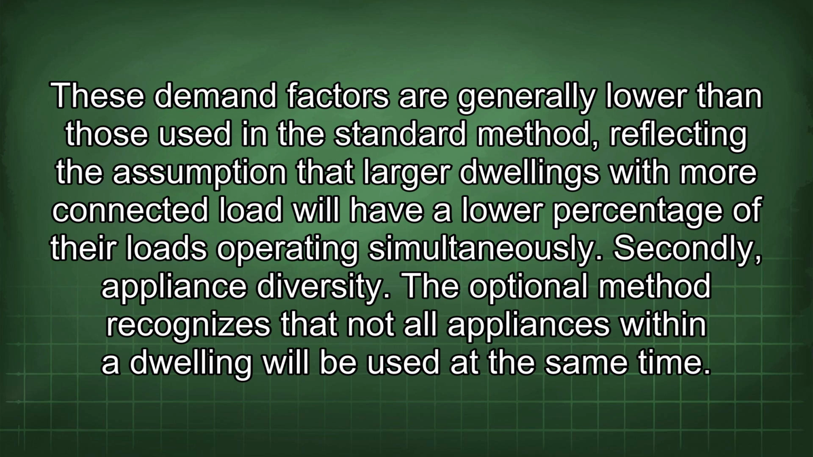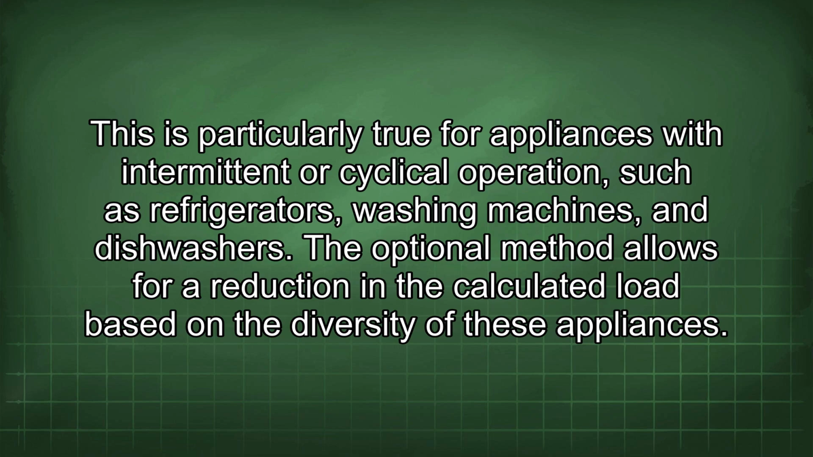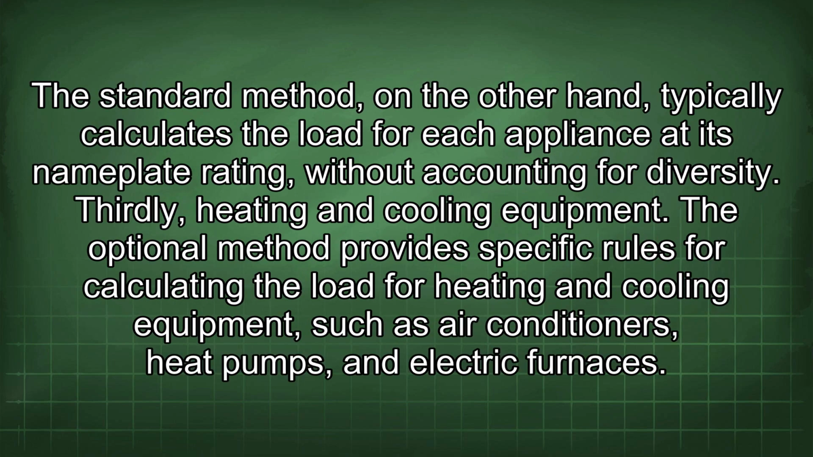Secondly, appliance diversity. The optional method recognizes that not all appliances within a dwelling will be used at the same time. This is particularly true for appliances with intermittent or cyclical operation, such as refrigerators, washing machines, and dishwashers. The optional method allows for a reduction in the calculated load based on the diversity of these appliances. The standard method, on the other hand, typically calculates the load for each appliance at its nameplate rating, without accounting for diversity.